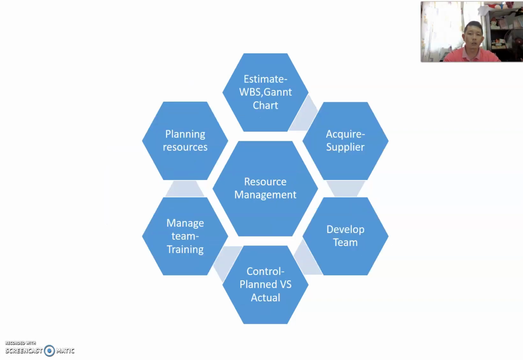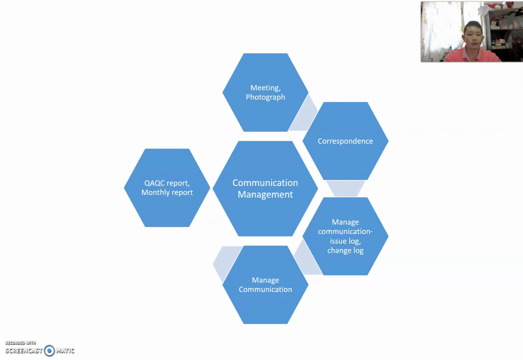The next one is resource management. We plan the resources, the manpower, and estimate the resources based on the work breakdown structure and also the Gantt chart. Then we acquire the resources from suppliers and vendors, and develop our team: the project managers, QA managers, project engineers, machinery operators, and so on. Then we control our resources based on planned versus actual, and lastly manage the team through training.